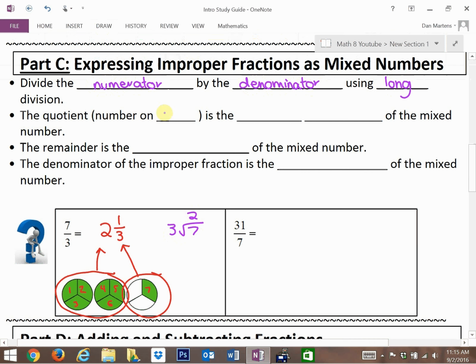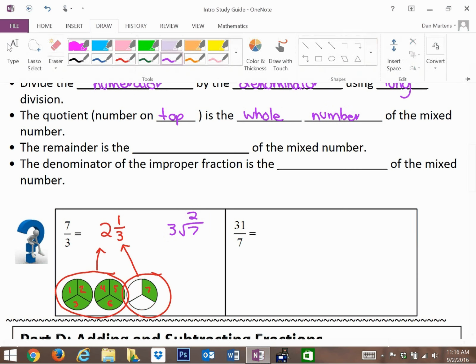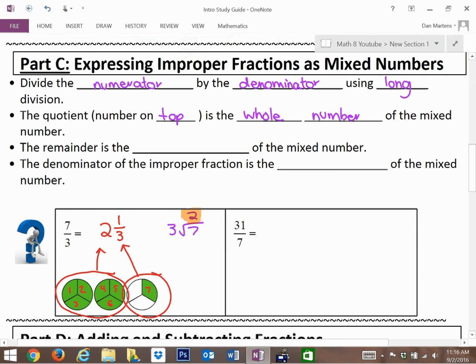The quotient, or number on top, is the whole number of the mixed number. So what that means here is if 3 goes into 7 2 whole times, that's the whole number part. So we've got 2 wholes, because 3 goes into 7 2 whole times.